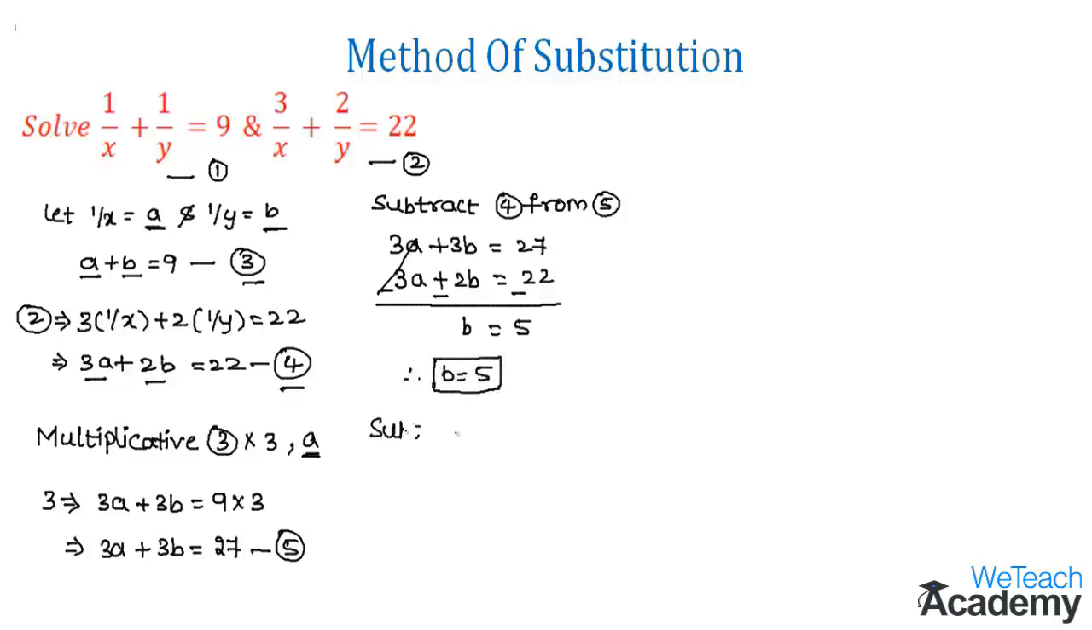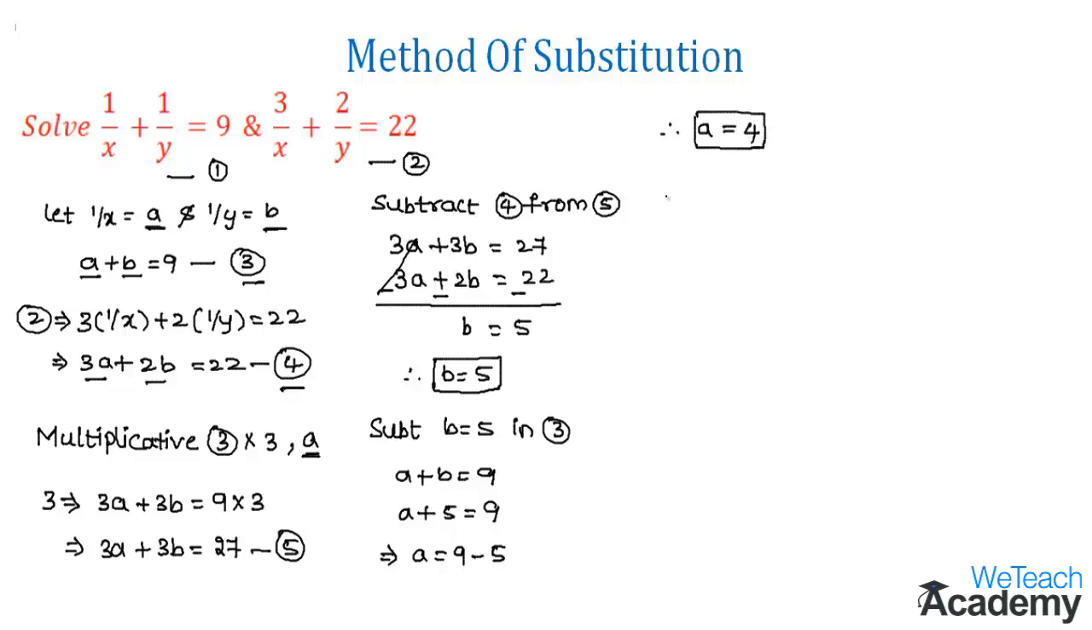Now substitute the value of b is equal to 5 in equation 3. We have equation 3 as a plus b is equal to 9, and by substituting b as 5 we get a plus 5 is equal to 9. That implies a is equal to 9, and by transferring plus 5 to the other side we get minus 5. Therefore we get the value of a as 9 minus 5, which is nothing but 4. Now let us substitute the values of a and b in 1 by x is equal to a and 1 by y is equal to b.